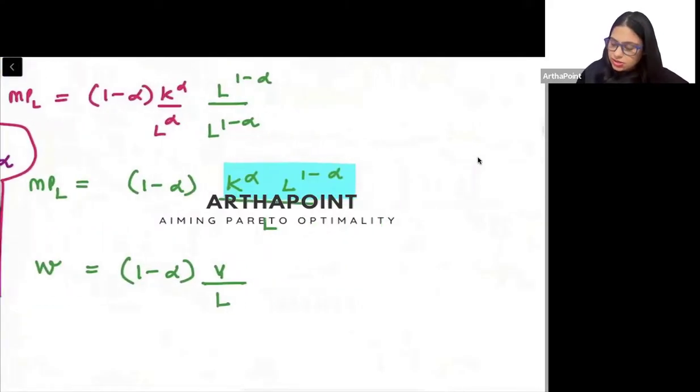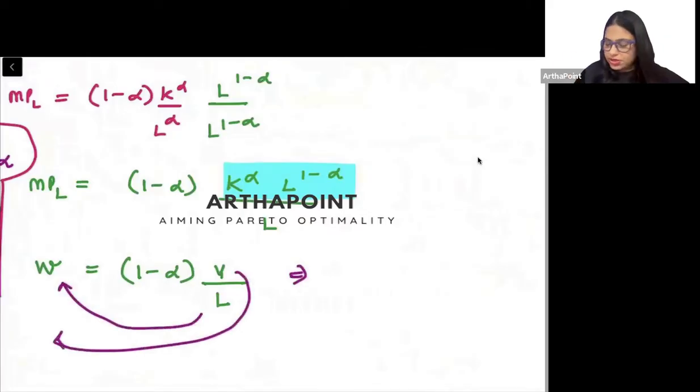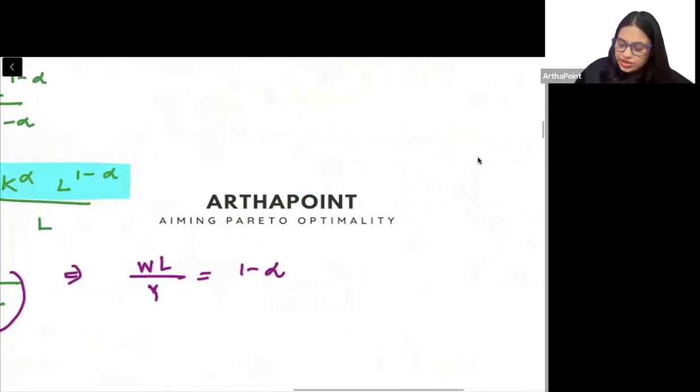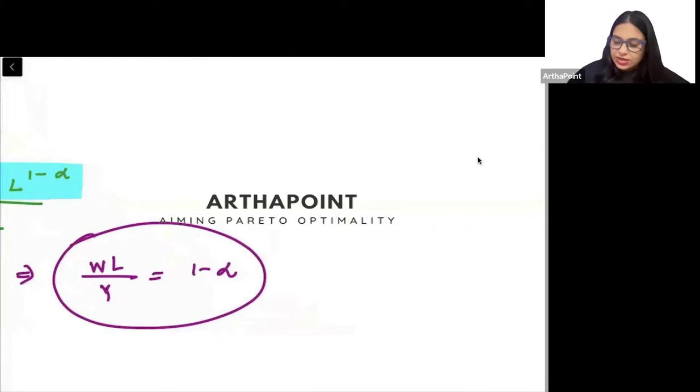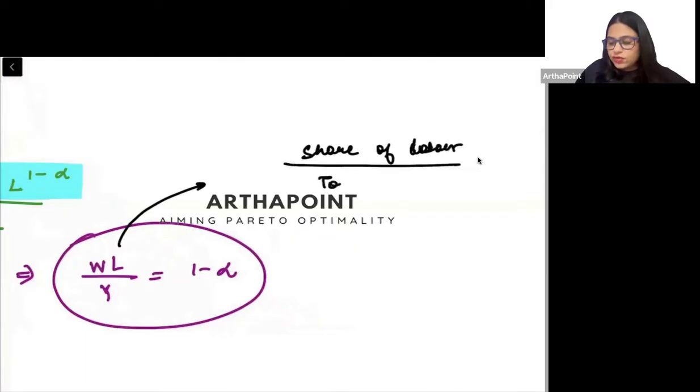So from here, if I just take labor here and output in the denominator, I will get WL by Y is equal to 1 minus alpha. So what does this tell us? What information am I getting? It is helping me understand that if I try to find the share of labor in the total value of the output, it is going to be 1 minus alpha, right? Which was nothing but the power.